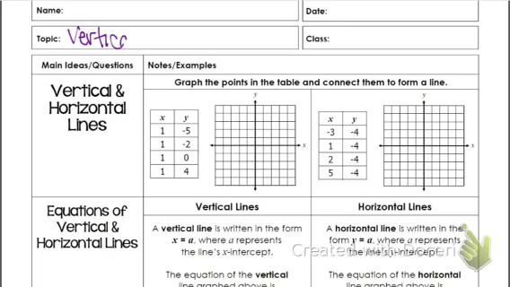Okay, so our topic is vertical and horizontal lines. And y'all, this lesson is so easy, so I feel pretty good about doing the video on it. It's a lot easier than the other ones.